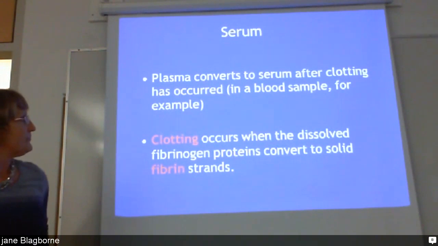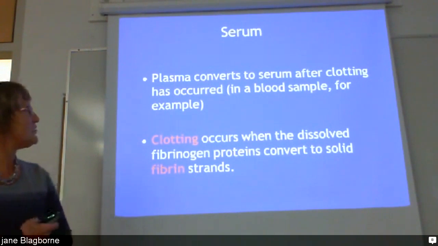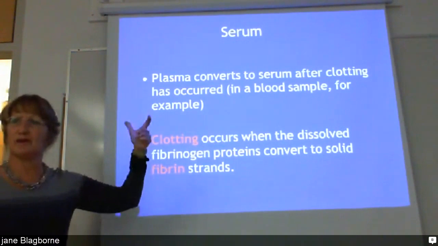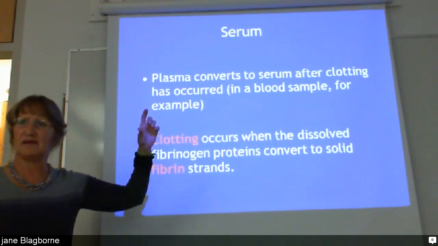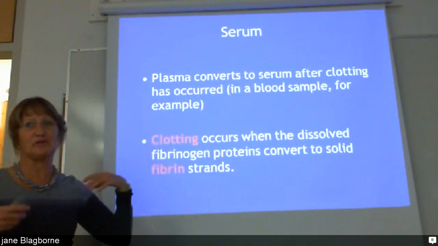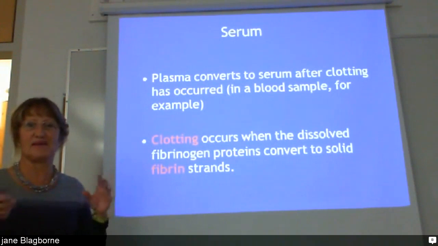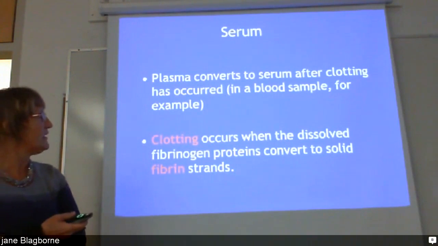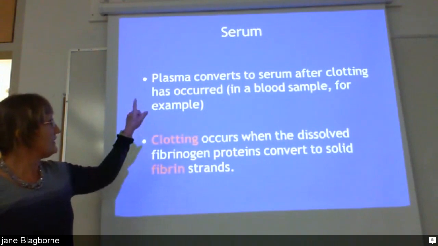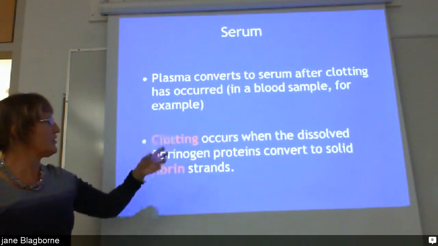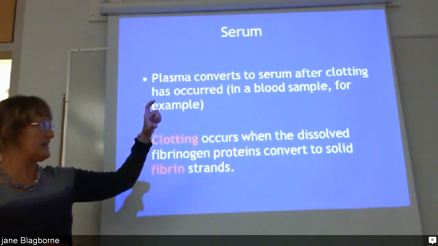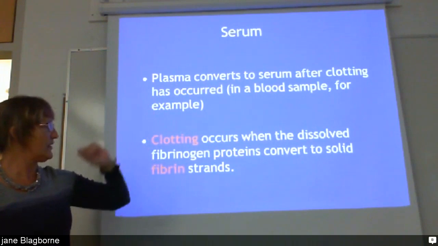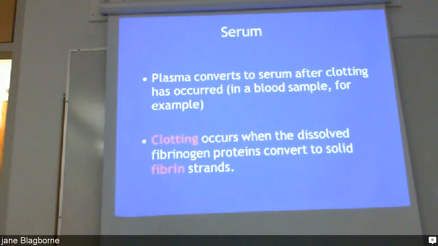Okay. The serum. So plasma converts to serum after clotting has occurred. So in a blood sample, I don't know if you guys have ever seen blood samples from the lab, or when you get blood taken, it doesn't clot. They have a chemical in there to prevent it from clotting if you go to just get a blood sample. But the plasma itself converts to serum after the clotting has occurred. And in a tube, you would see the clot at the bottom, and you would see this yellow fluid above, and that would be the serum. Write that down.